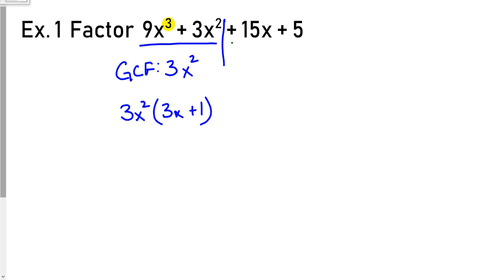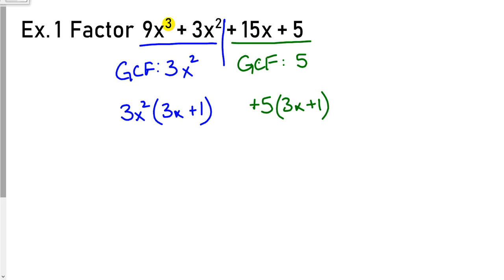Over on the other side, I am going to do the same thing. I want to find the greatest common factor of these two terms, 15x and 5. Between 15 and 5, you have a common factor of 5. You don't have any variables in common because only 15x has one. So let's factor out that positive 5. What's left over? 15x divided by 5 is 3x, and 5 divided by 5 is 1.